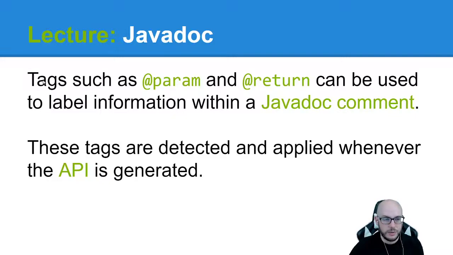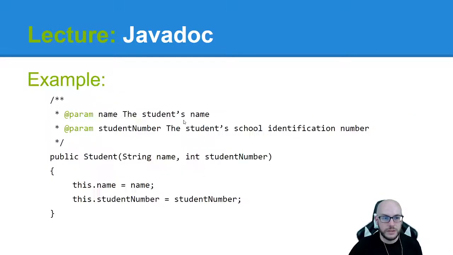In a Javadoc, we can have tags. These are called annotations actually, such as @param and @return to label information within the Javadoc comment. These tags are detected and applied whenever the API is generated, which we're actually going to generate an API today, and you'll see what I'm talking about with these things.